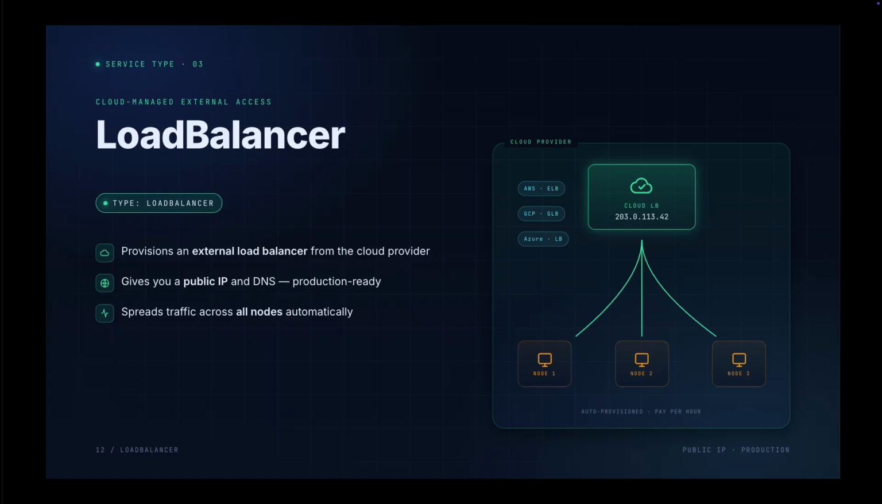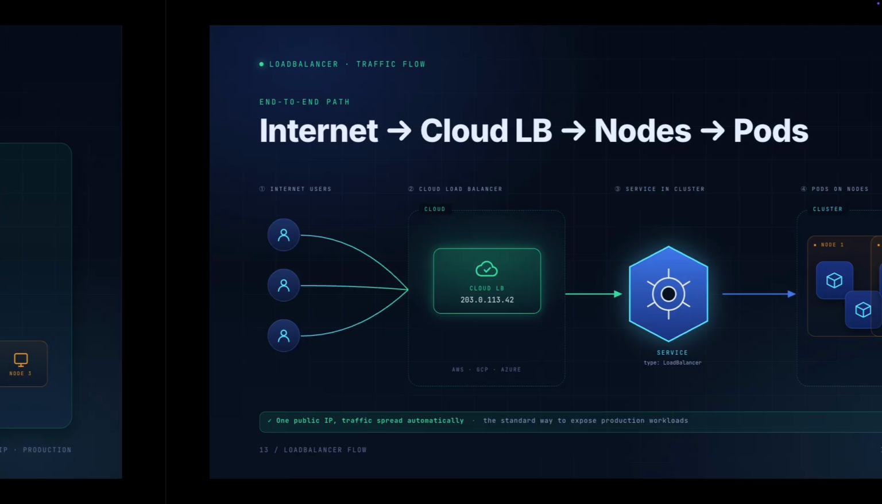Users no longer need to know node IPs or node ports. They simply access the application through a public IP address or DNS name. Traffic is then distributed across the cluster and routed to healthy pods automatically. This is the most common way to expose production applications running in Kubernetes. Let's follow a request from the internet all the way to a pod and see how this works in practice.